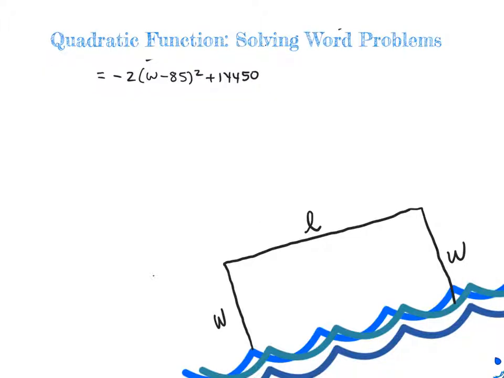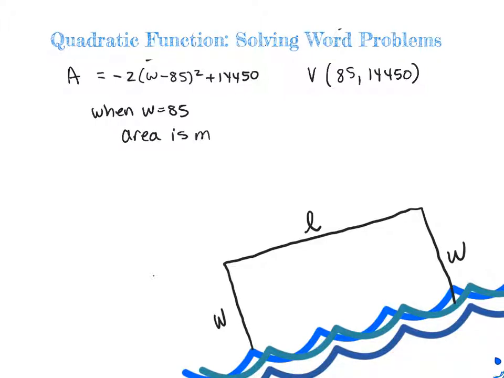So let's look at this final equation that we have for area and see what it tells us. Because it's in vertex form, we can read the vertex right off of the equation. So our vertex is going to be 85, 14,450. So what does that tell us? It tells us that when W equals 85, the area is maximized and it equals 14,450 meters squared. So we've answered the second part.